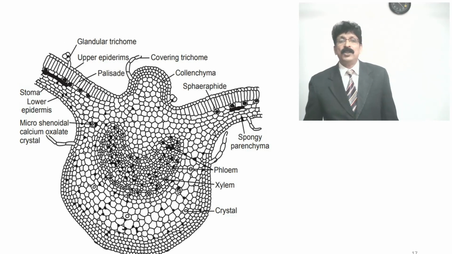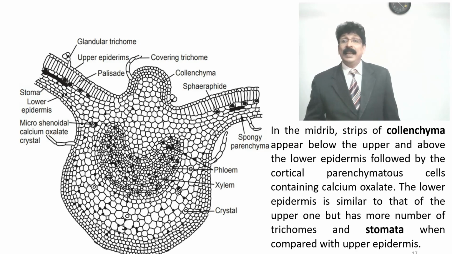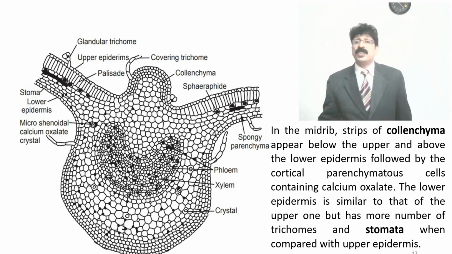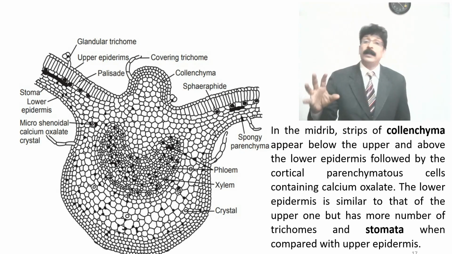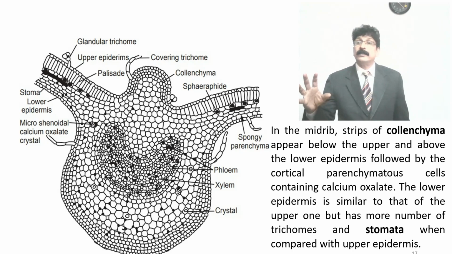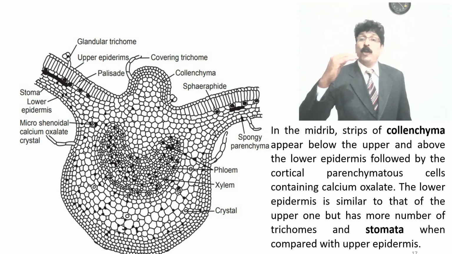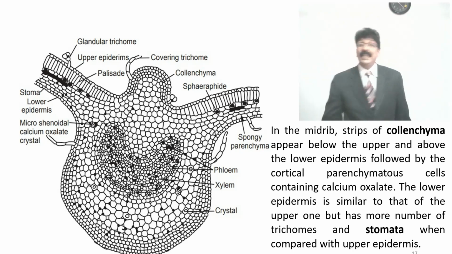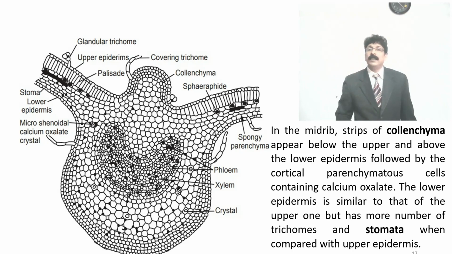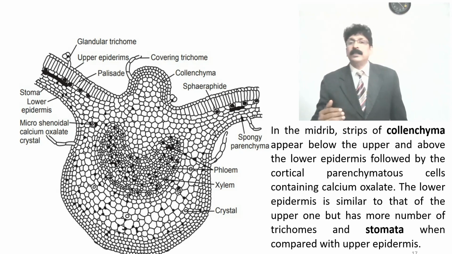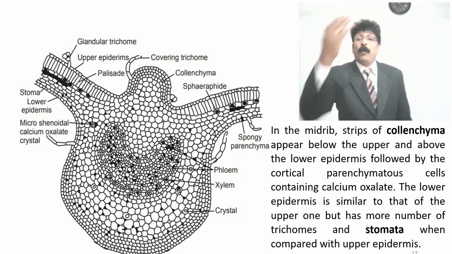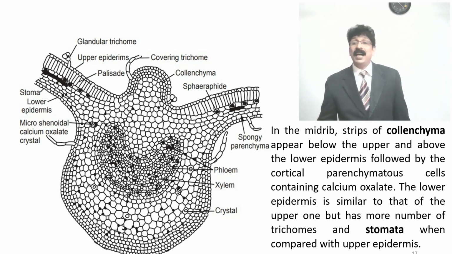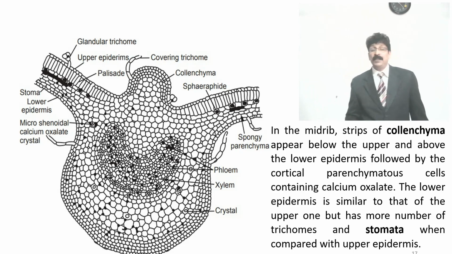So when you see this structure in the midrib region, the collenchyma appears below the upper epidermis and above the lower epidermis, followed by cortical parenchymatous cells containing calcium oxalate crystals. The lower epidermis is similar to that of the upper one. You can see more trichomes and stomata in the upper epidermis when compared to the lower.